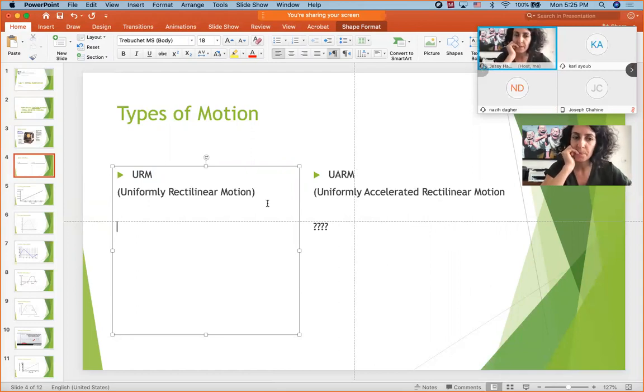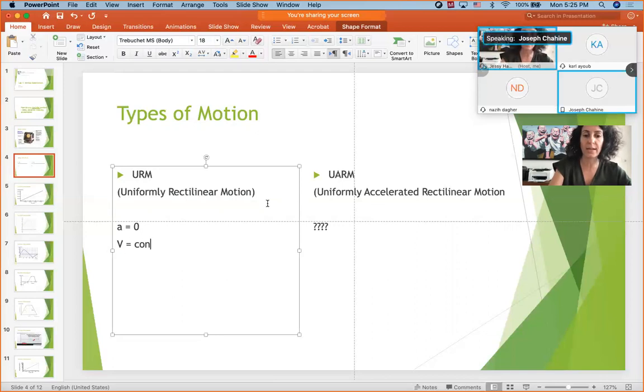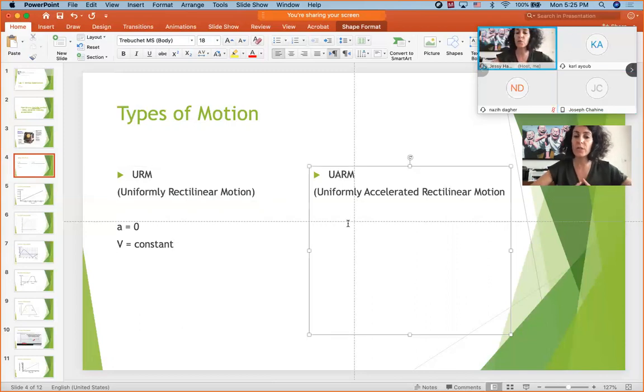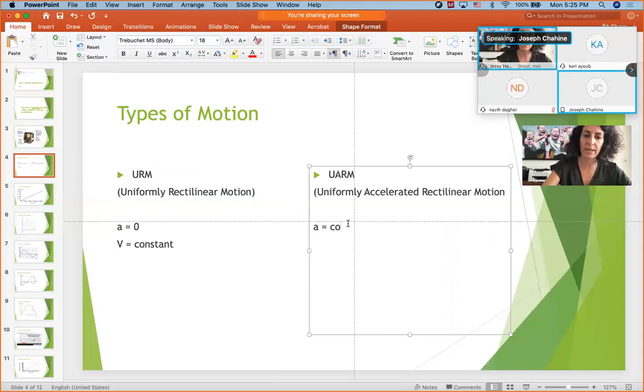Yes. It's constant. Okay, I would say that the acceleration, small a, is actually zero. And the velocity V is constant. Okay, so this guy is actually zero, and this one is constant. All right, how about this one? It's uniformly accelerated. So what do you say? The acceleration is constant. Okay, so A is the one that is constant.